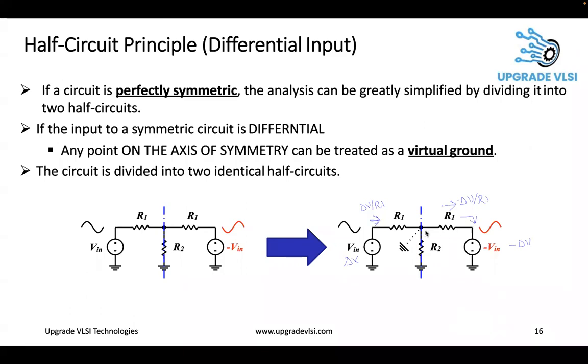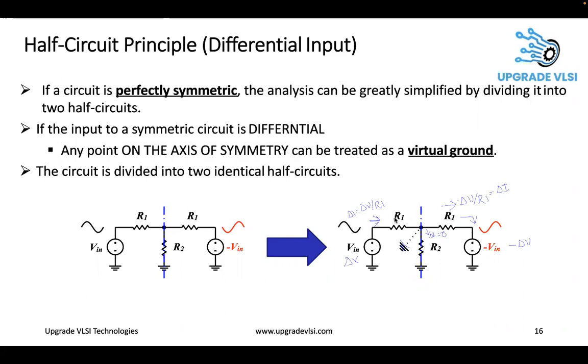So what is the current that is flowing here? It is 0. And please note, it is a delta I current. So this is delta I that is given, and this is also delta I which is drawn. So this is 0. It indicates it's ground for small signal, virtually ground. So this is the advantage.